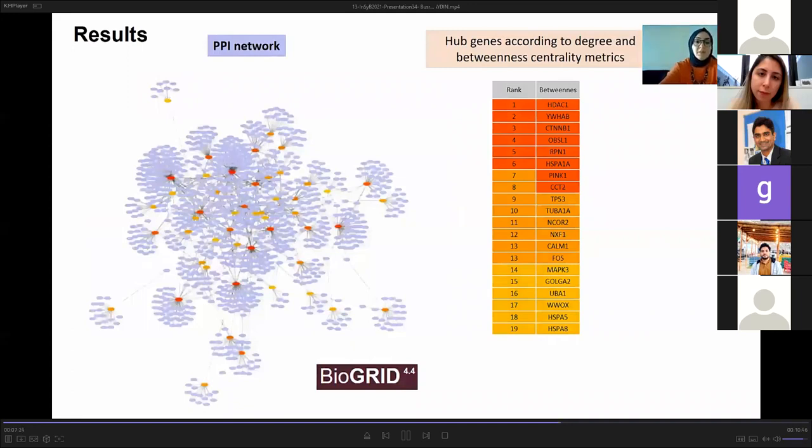Then we constructed PPI networks around our DAGs using BioGRID's latest release and visualized these interactions via Cytoscape. The determination of hub proteins was carried out via the cytoHubba plugin. Hubs were elucidated using degree and betweenness centrality metrics. You can see at the right side the hubs of this PPI network.